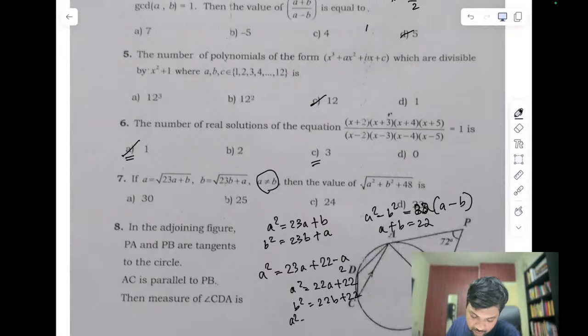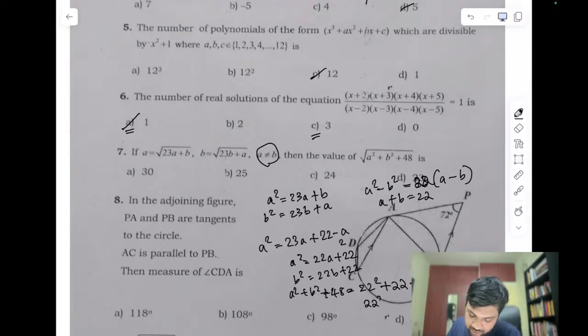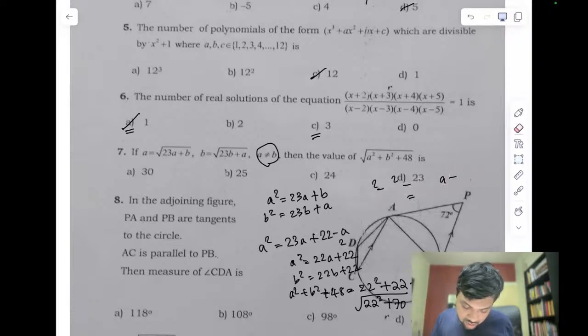And so if you add A squared plus B squared plus 48, like they asked in the question, if you add the two, it will become 22 squared plus 22 plus 48, which is 22 squared plus 70. What is the square root of 22 squared plus 70? Bigger than 22, and ending with 4. So the square root of it will end with, which are the squares here? That could work.